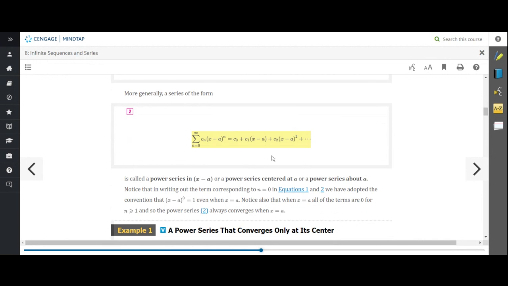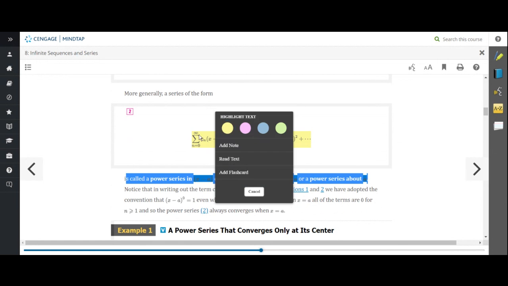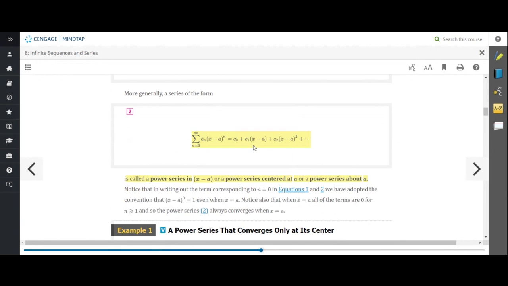This series here in Formula 2 is called a power series in x minus a, or a power series centered at a, or a power series about a. Because you see, on the right-hand side, you have the terms x minus a squared, then x minus a cubed, and so forth.